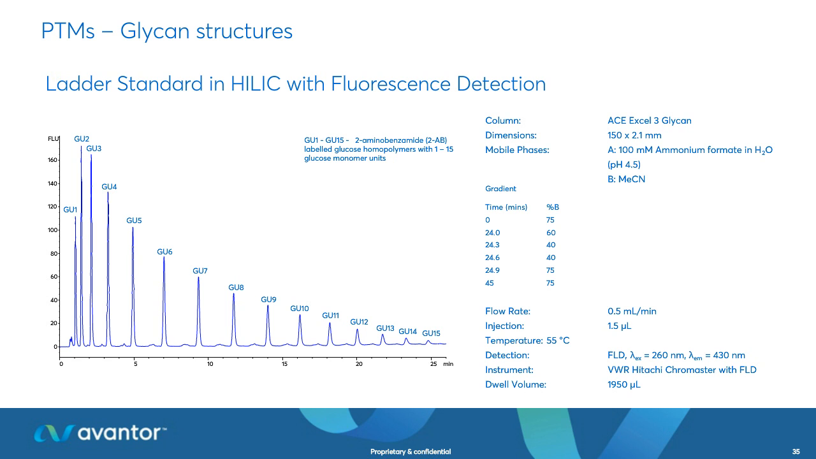And HILIC is a great way to do that because it works on the opposite basis to reverse phase, in that the more hydrophilic compounds are retained and those more hydrophobic elute early. So it gives you the opposite elution order to our reverse phase. This is why it goes quite nicely with reverse phase as well for peptide mapping, because you can see more of the polarity scale.